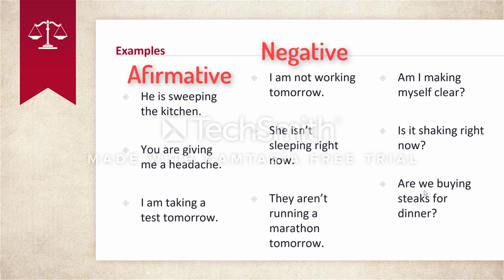And lastly, we have our questions. So to make a question, we just switch around the pronoun with the verb to be. So we begin with the verb to be. Am I making myself clear? Is it shaking right now? Are we buying steaks for dinner? Okay, and if you noted when I read those, the tone of my voice goes up as I read the question. That is something that is important in English. That's how we ask a question, okay?